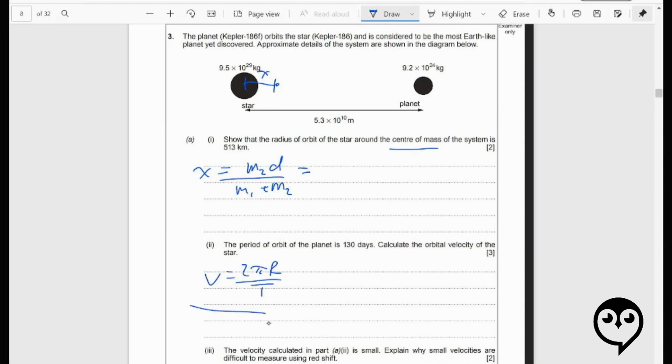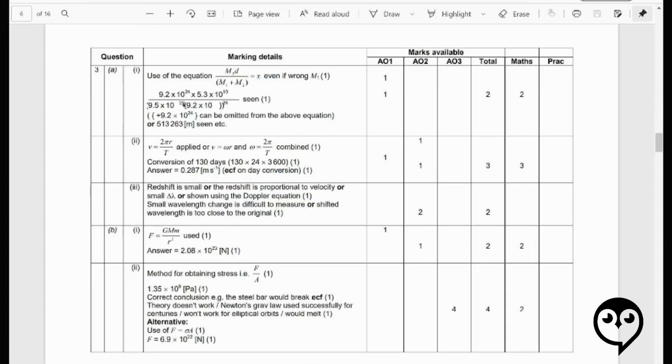So here's the formula that you're going to use. You need the orbital velocity. You need to change your days into seconds, and then you can get the orbital velocity. Let's take a look at the answers.